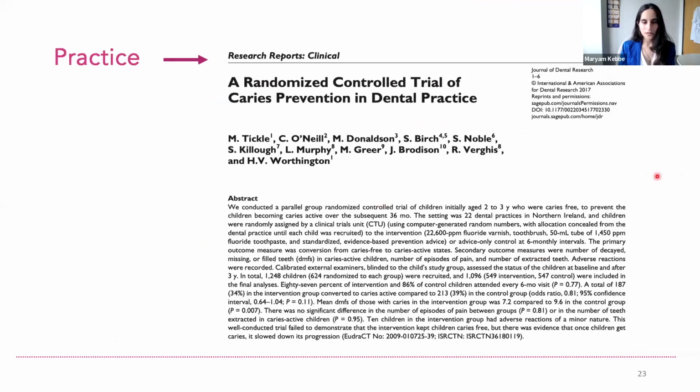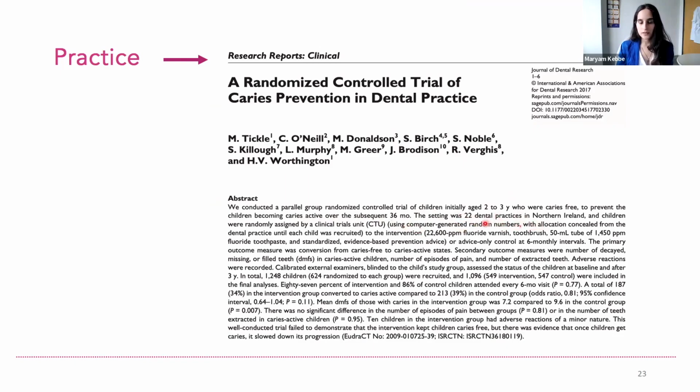So I've chosen this paper here. This paper was published in 2017 in the Journal of Dental Research. And it's an RCT on caries prevention in dental practice. So if you recall, the PICOT question that I had formulated earlier in the presentation was actually inspired by this paper, where they initially conducted a parallel grouped randomized control trial of children who were 2 to 3 years of age. They recruited children from across 22 dental practices.